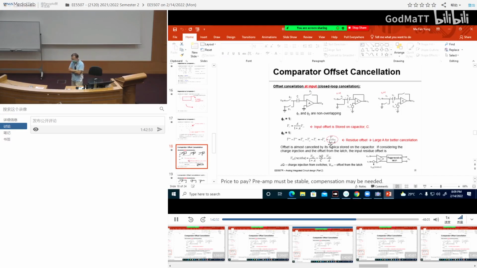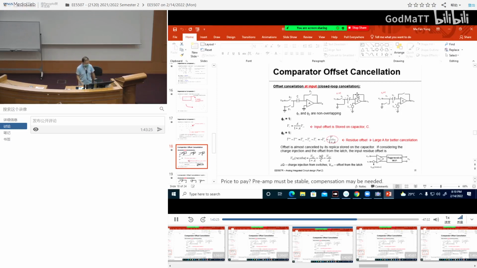But there's a price we need to pay. In the real world, there's always complications. So this scheme works very well in concept. I store the offset, and then I use the VC to cancel my offset. Very nice and pretty. What is the limitation? The limitation is we are using switches. Remember all these switches? We are using switches to store, to open and close, on and off.